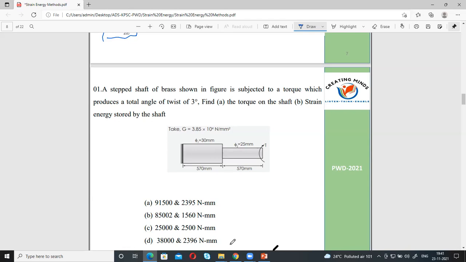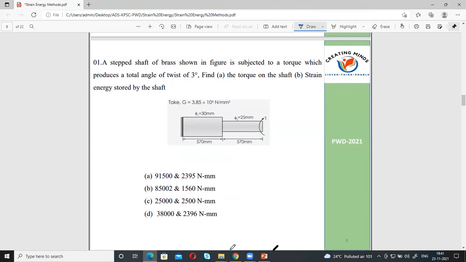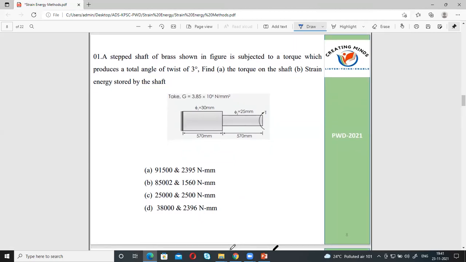A stepped shaft of brass shown in the figure is subjected to torque, which produces a total angle of twist of 3 degrees. Find the torque on the shaft and the strain energy stored in the shaft. First thing, torque. How to compute torque? What is the torque equation?